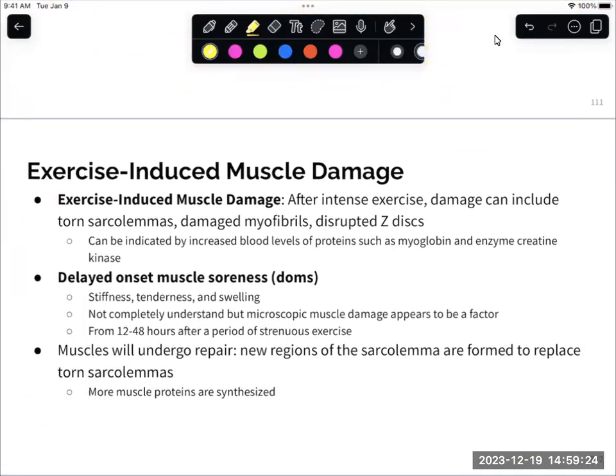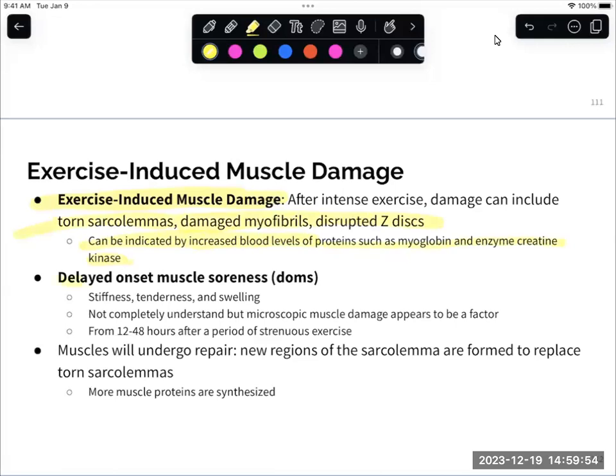Exercise-induced muscle damage. So after you do some intense exercise, it can cause small tears to that sarcolemma, damage to those myofibrils, disrupt some of those Z discs, and it increases blood flow to the area, more myoglobin, enzyme creatine kinase. These are things that you can monitor through blood.